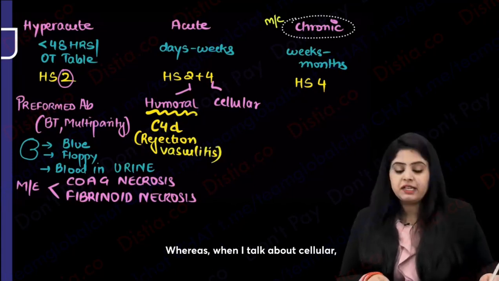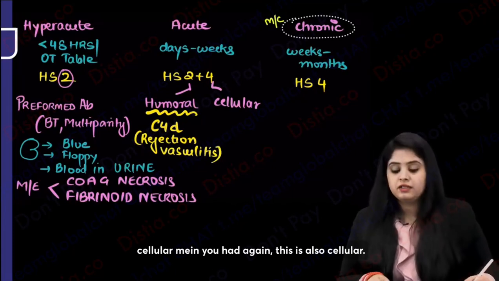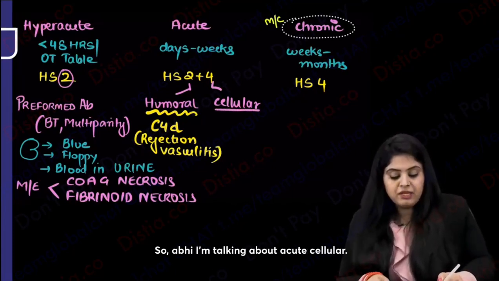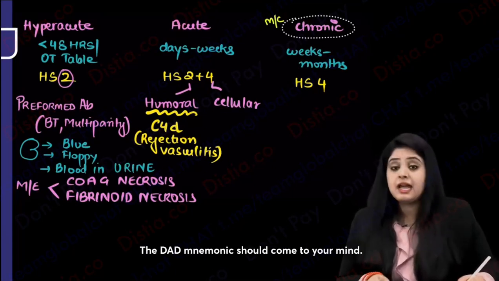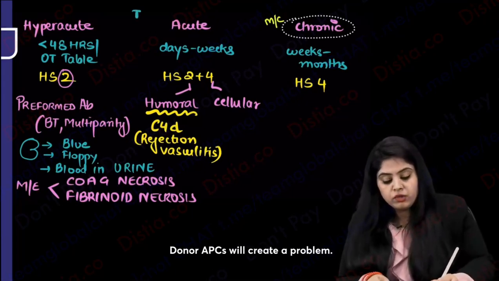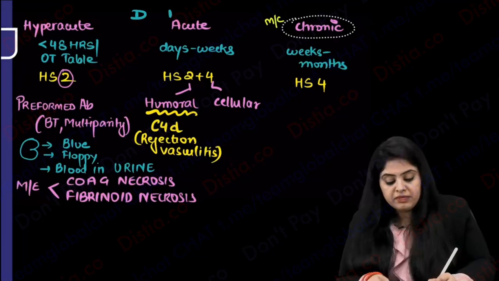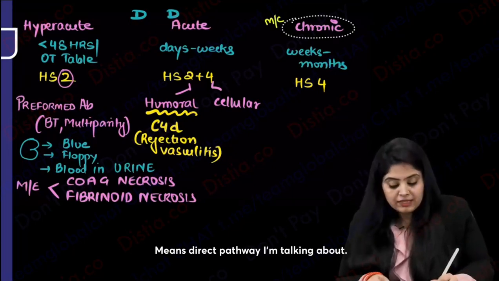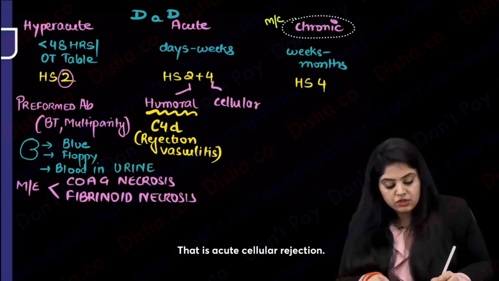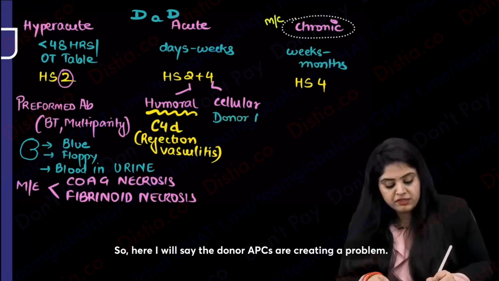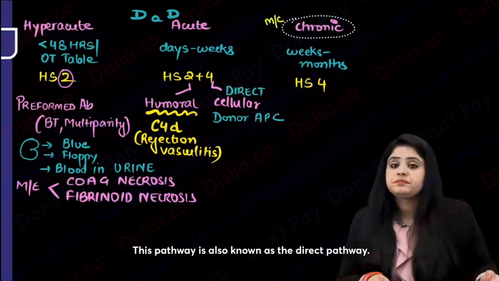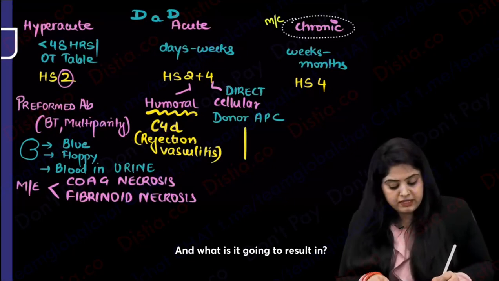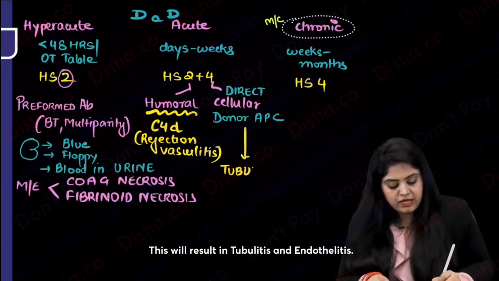Whereas when I talk about cellular, this is also cellular. So now I'm talking about acute cellular. Whose APCs will create a problem? That DAD mnemonic should come to your mind. Donor APCs will create a problem, meaning I'm talking about the direct pathway. That is acute cellular rejection. So here I will say the donor APCs are creating a problem. This pathway is also known as the direct pathway. And what is it going to result in? This will result in tubulitis and endothelitis.